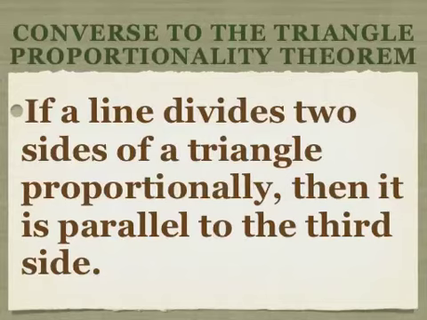The converse to the triangle proportionality theorem says that if a line divides two sides of a triangle proportionally, then it is parallel to the third side. So for the triangle proportionality theorem, we know that the two sides are parallel, and we can use that to say that the two segments created by that parallel line would be proportional. And then for the converse, we're going to have a line and we're going to be trying to decide, based on a proportion, if the line would be parallel to my third side or not.